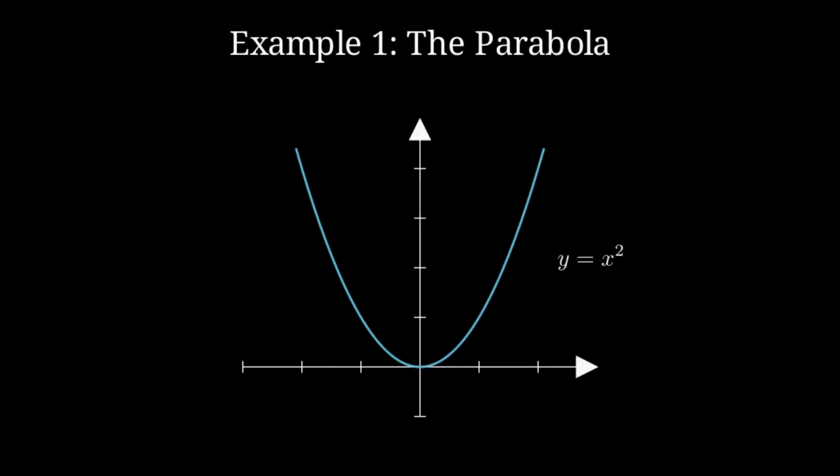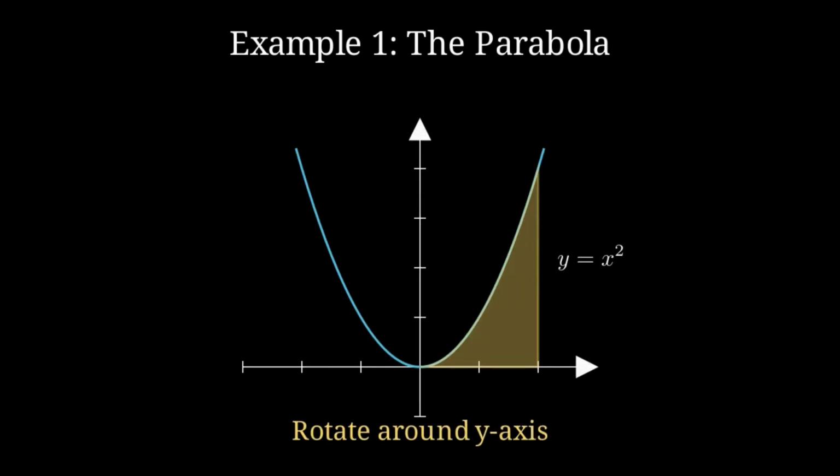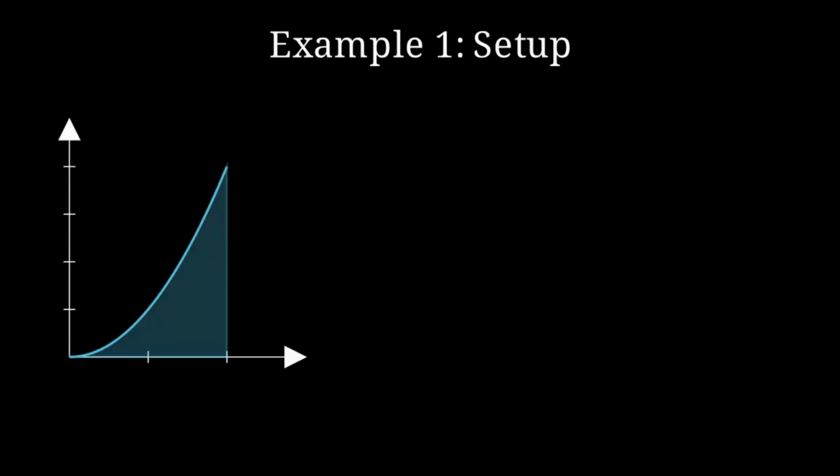Let's work through an example. Suppose we have the curve y equals x squared, and we want to rotate the area bounded by this curve and the y-axis from y equals 0 to y equals 4. Our first task is to convert the function so x is isolated. By taking the square root of both sides, we get x equals the square root of y. Our radius is therefore the square root of y.